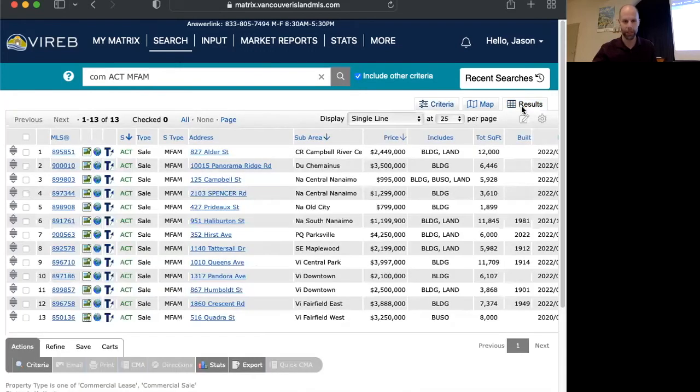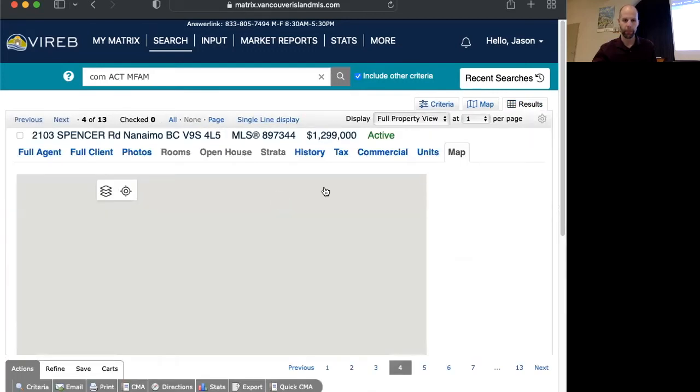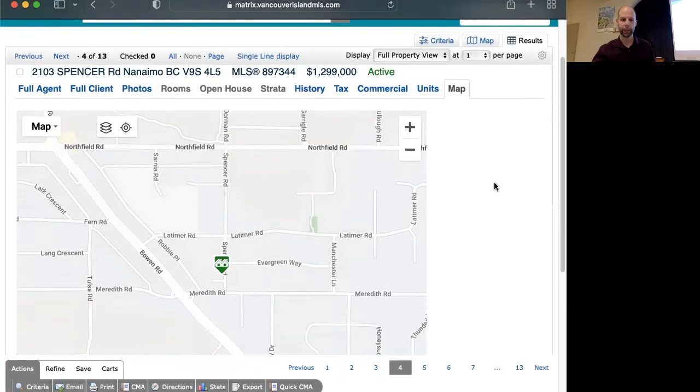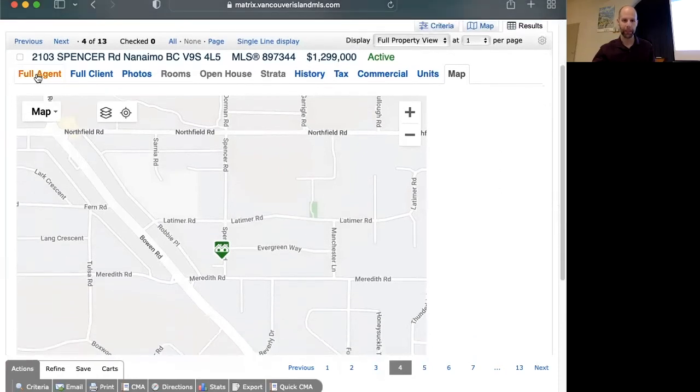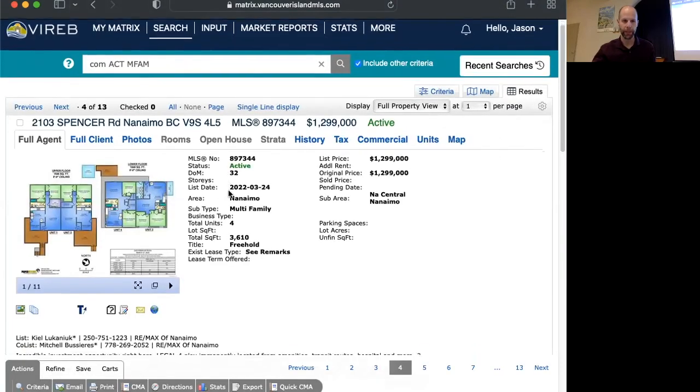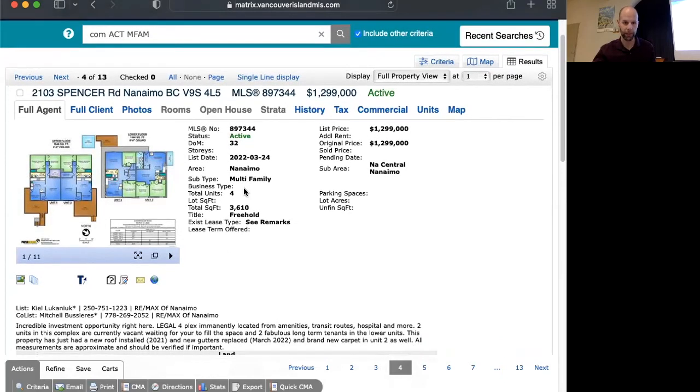So yeah, and just as far as properties, what I see on my end is a little bit different. So this is a fourplex that's for sale.